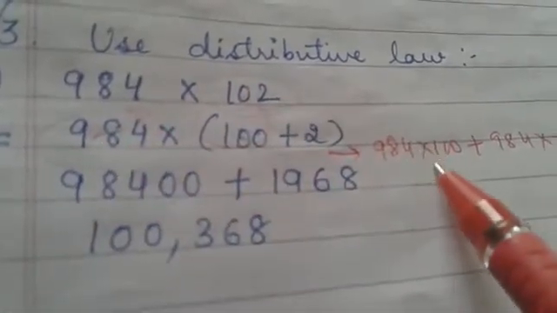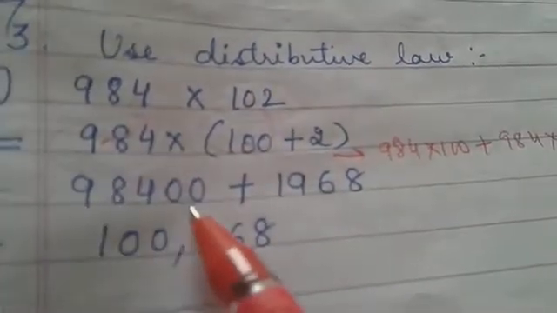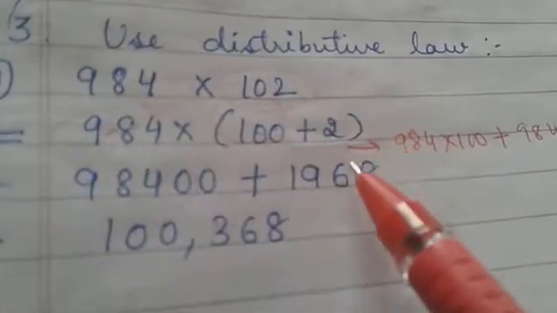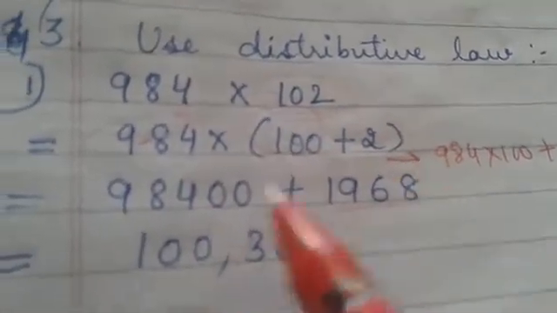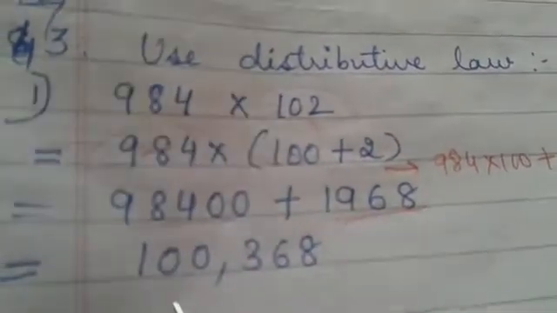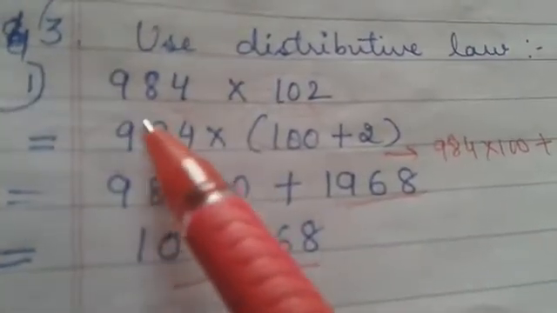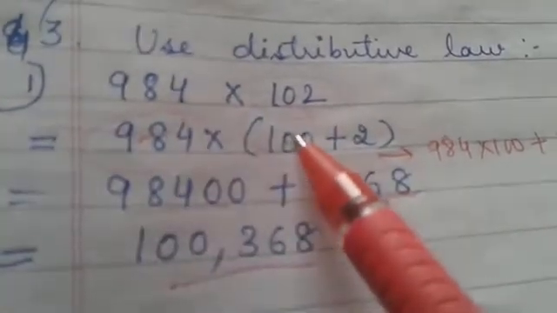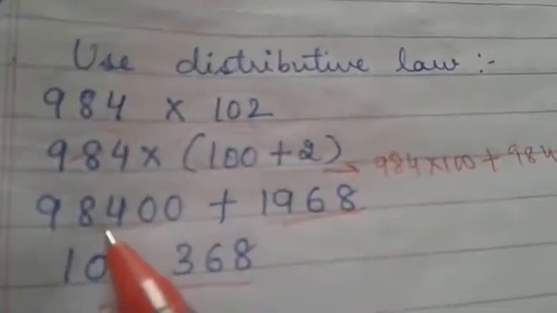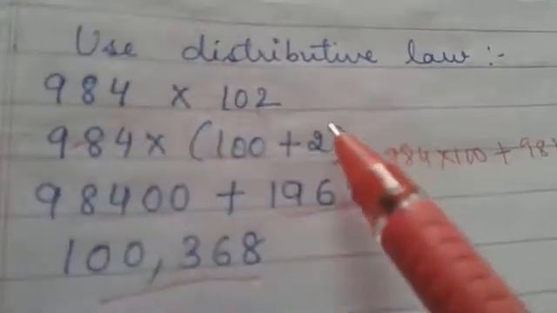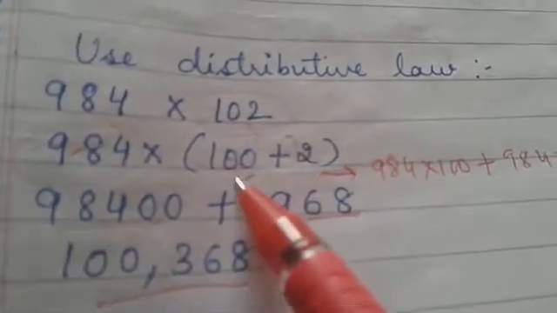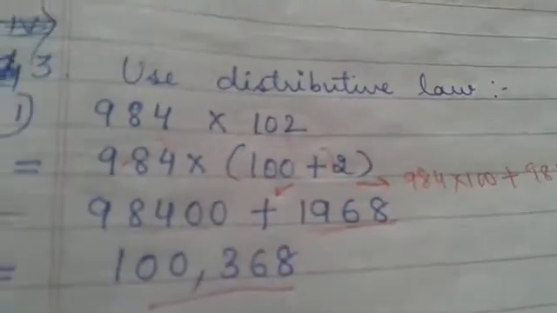So 984 multiplied by 100 gives me 98400. This plus as it is, and 984 multiplied by 2 gives 1968. So this plus this is equal to this. What is important is that you should know how to solve it. 984 multiplied by 100 gives 98400, 984 multiplied by 2 gives 1968, and then add them. I hope you understand that.